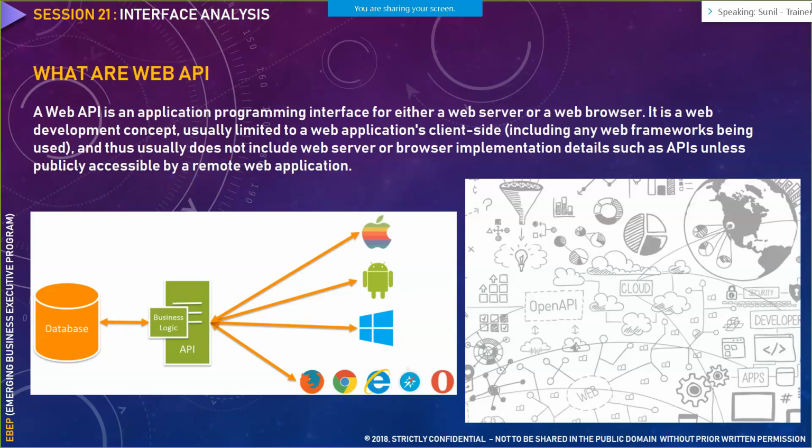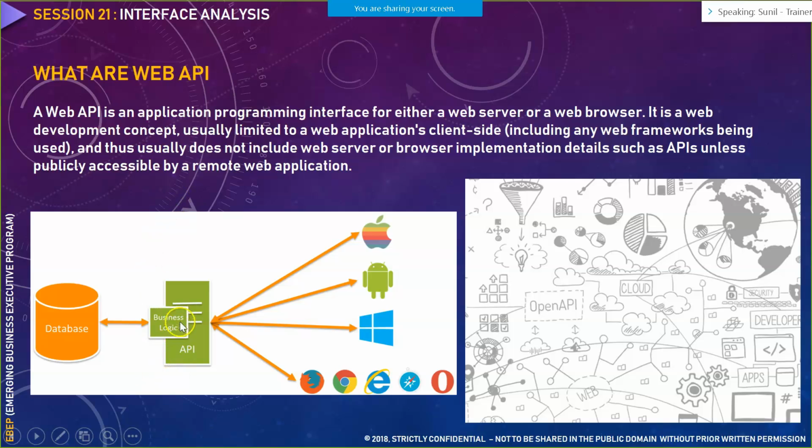Now, what are web APIs and how do they look? If you go by the definition of web API, it's an application programming interface for either a web server or a web browser. It is a web development concept usually limited to a web application client side, including any web frameworks being used, and thus usually does not include web server or browser implementation details such as APIs unless publicly accessible by a remote web application. Now, this is the definition.